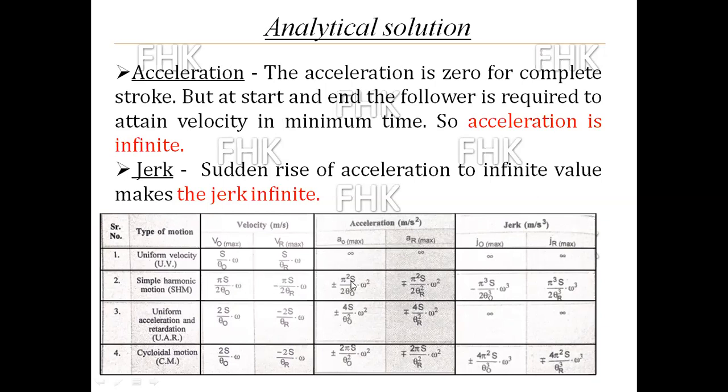And the acceleration formula for simple harmonic motion is plus minus pi square s omega square divided by 2 theta outward stroke square. Okay, so we have to find the velocity and acceleration. So these two formulas we are using when simple harmonic motion is given.